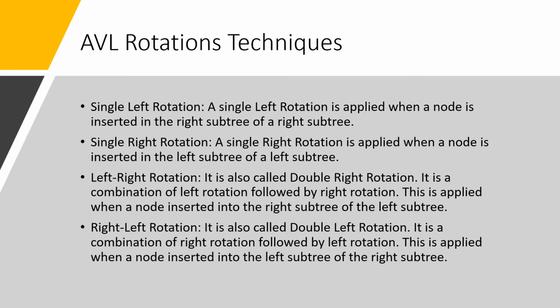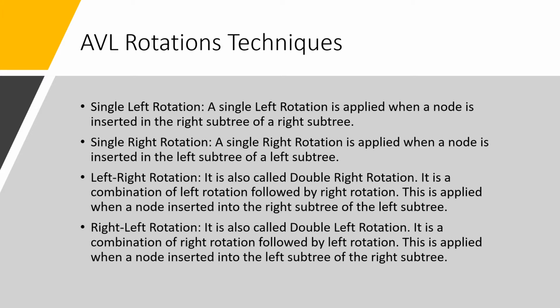First we have the single left rotation. A single left rotation is applied when a node is inserted in the right subtree of a right subtree. Then the single right rotation is applied when a node is inserted in the left subtree of a left subtree. And then left-right.